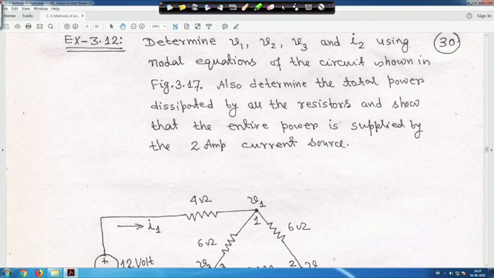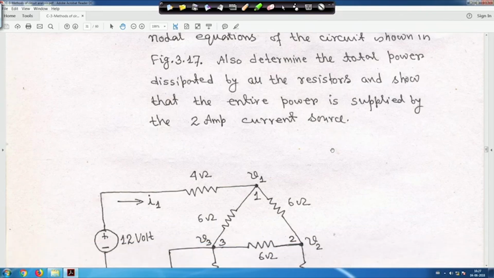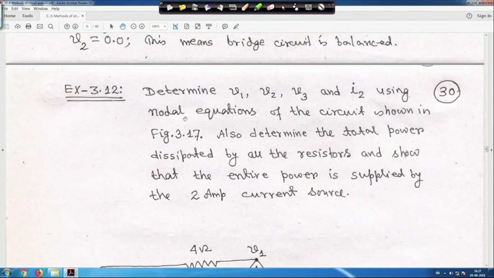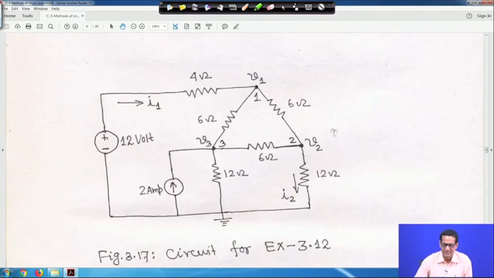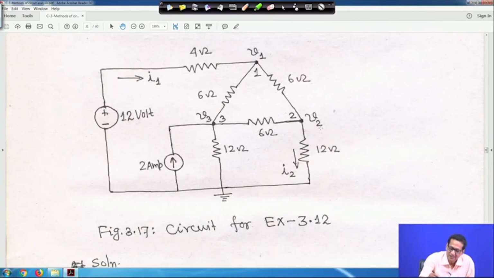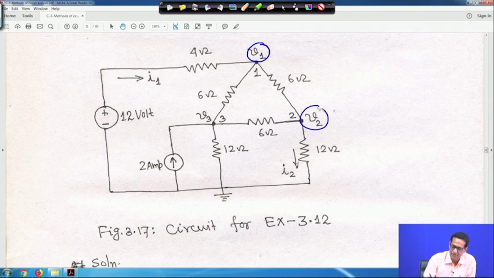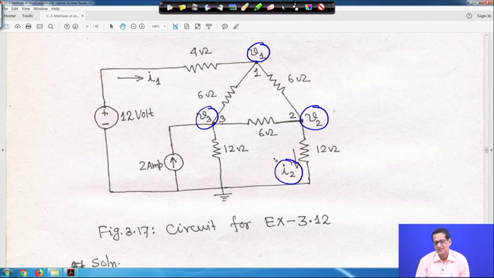So let us come to this problem. This circuit is like this, and this is your example 12. In this problem it has been asked that you have to find V1, this is node 1, V2, node 2, and at node 3 V3, these three nodal voltages, and then you have to find this current I2. These are the four quantities that you have to solve for this circuit.